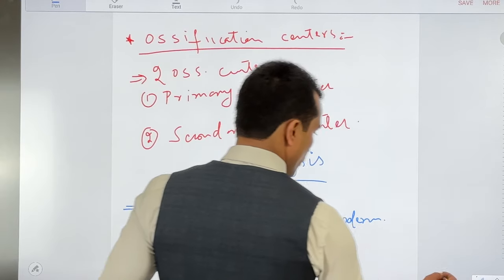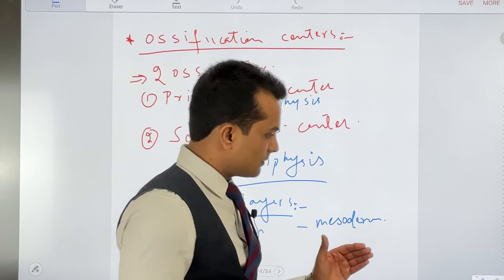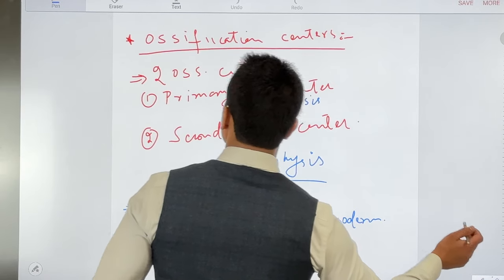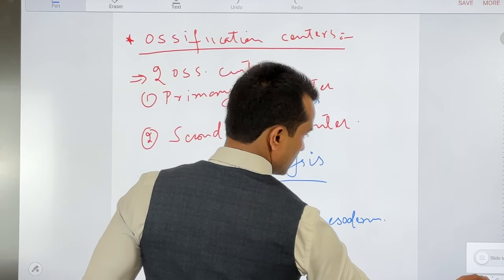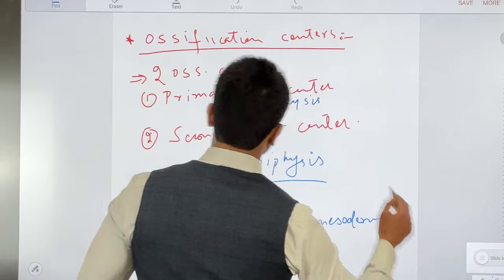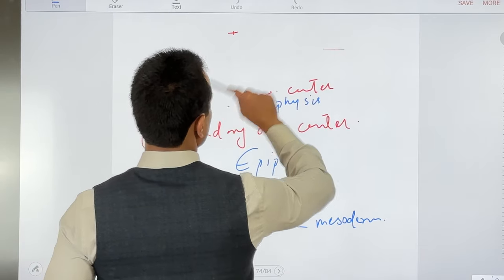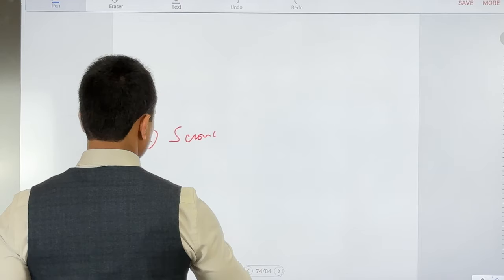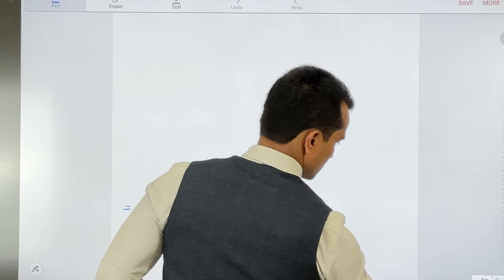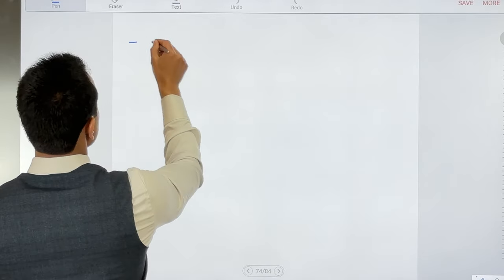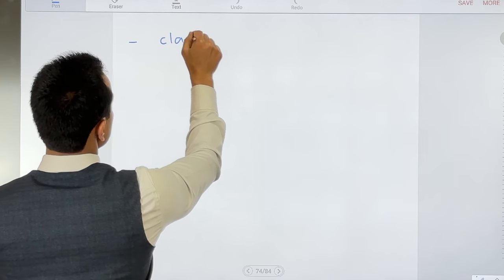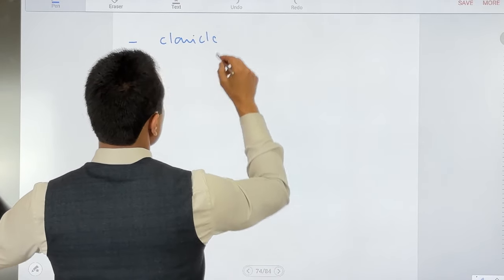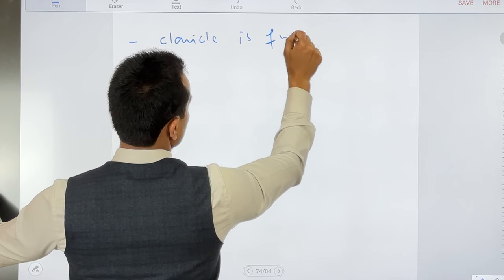First you must write that the first bone to ossify in the human body is the clavicle. Another very important piece of information: the clavicle is also a long bone, and it is horizontally placed. The clavicle is the first bone to ossify.